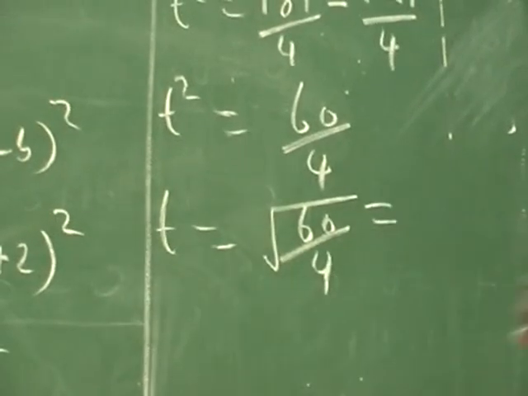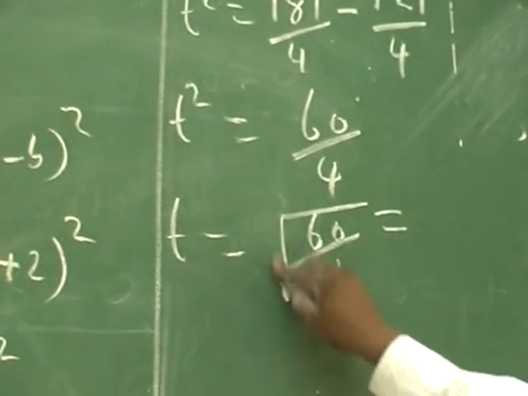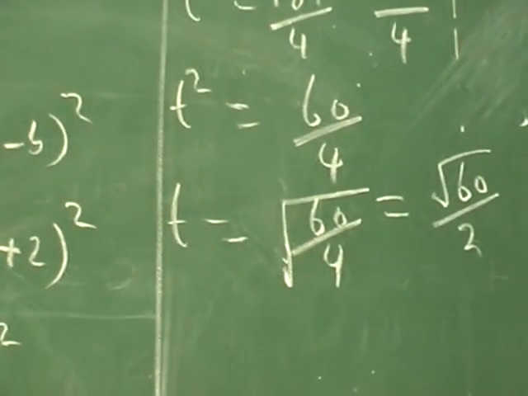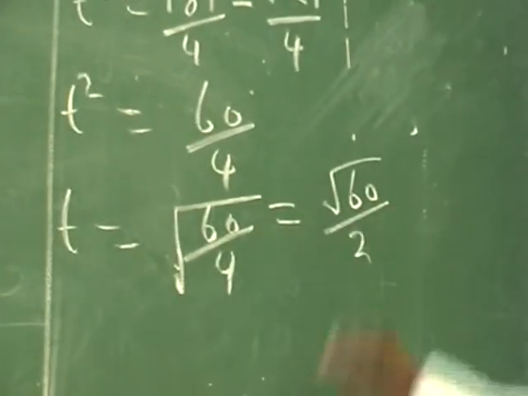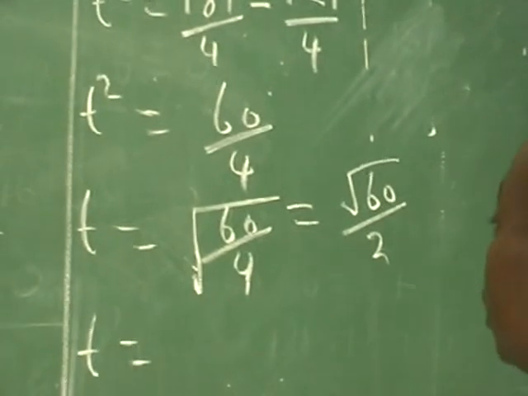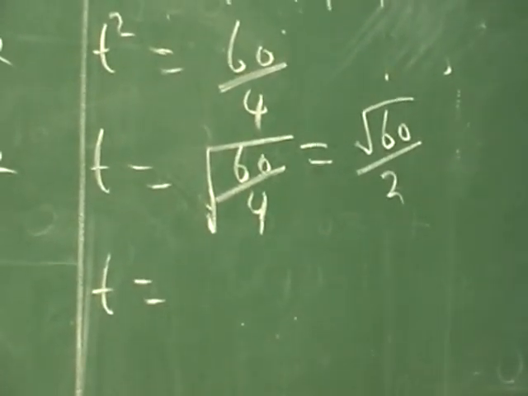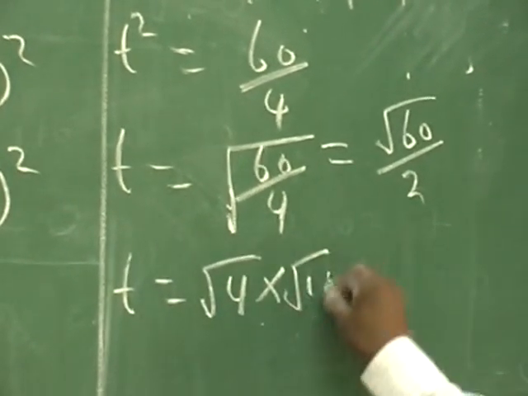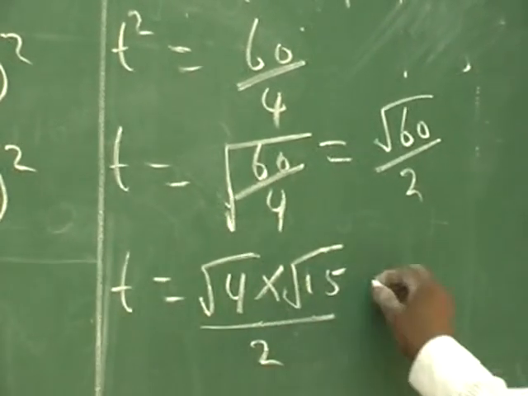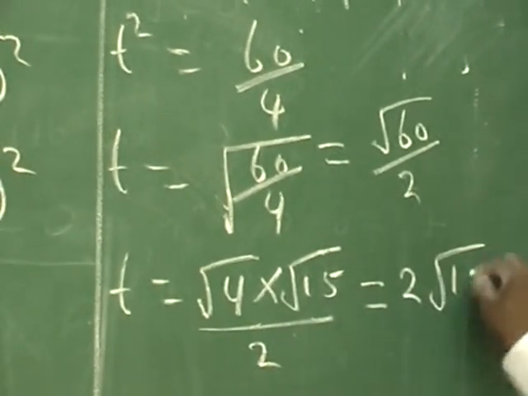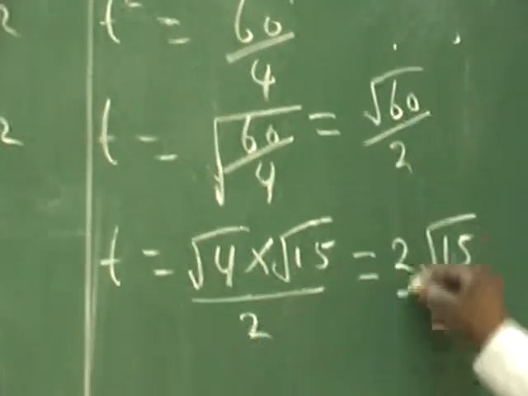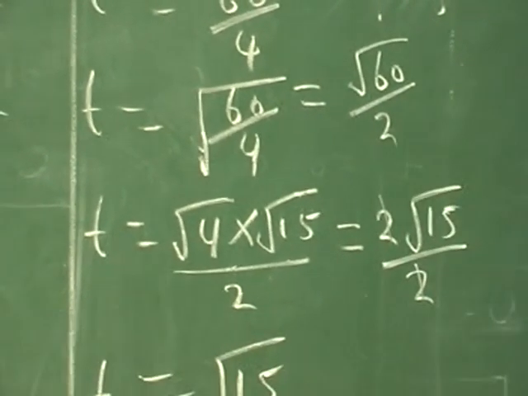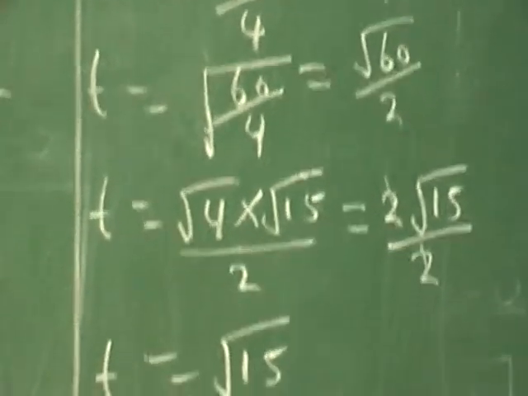Now I can also write it in this way. Square root of 60 divided by 2. Yes. But even this square root of 60, I can further simplify it to make one a perfect square and make the other one, okay. So we have square root of 4 times square root of 15 all over 2. Now this will give me 2 root 15 all over 2. Of course, these 2 can cancel these 2. So t is equal to what? Root 15. Yes. So that is the length of that tangent, root 15.